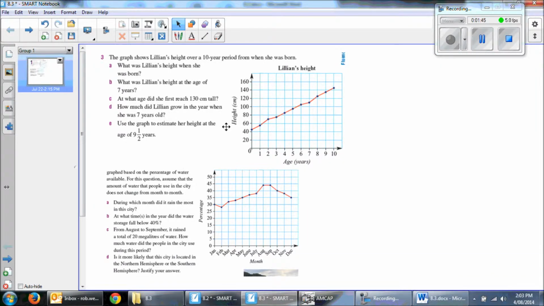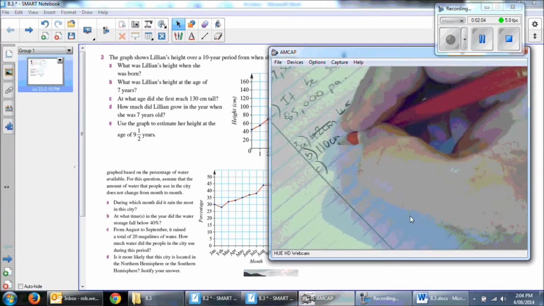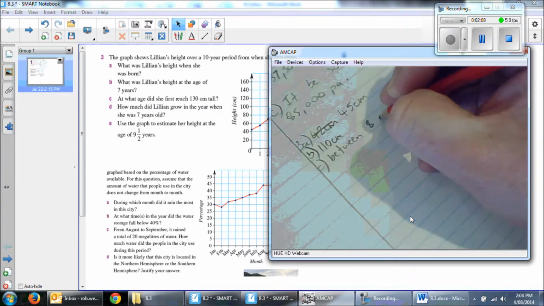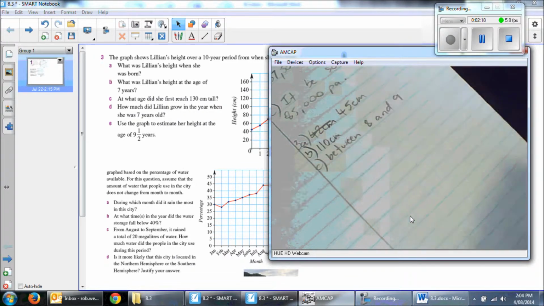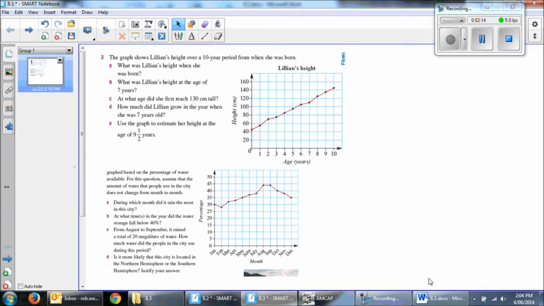If I have a look at C, at what age did she first reach 130 centimetres tall? So 130 centimetres is going to be across here. I think she's just missed out on it when she turned 8. Just missed out on 130 centimetres. So I'm going to say between the ages of 8 and 9.